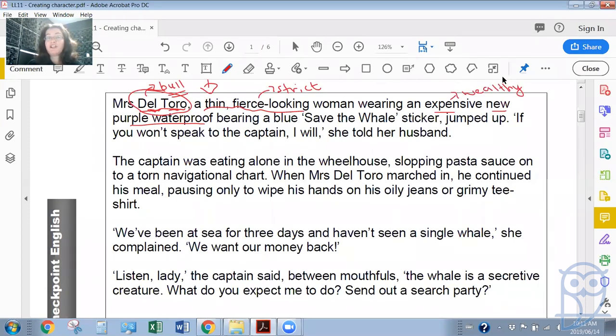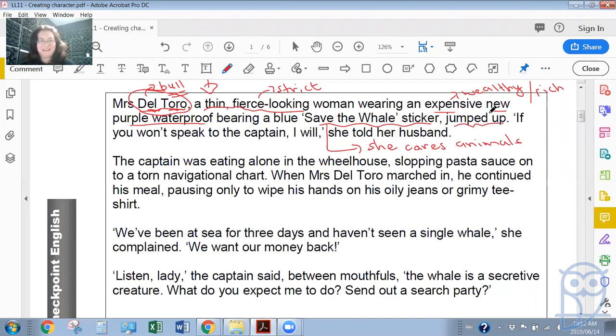She's well off. Good. And this waterproof jacket she's wearing bears a blue Save the Whale sticker. So what else can we say about her? Okay, so she's wealthy, she's rich. Good. Yes. Now what about this idea of Save the Whale? What does that say about her? Okay, I'm just going to give a possible suggestion. Okay, good. Yeah, she cares about animals. Yes. So she cares about animals, specifically here whales. Okay, so we know something else about her.